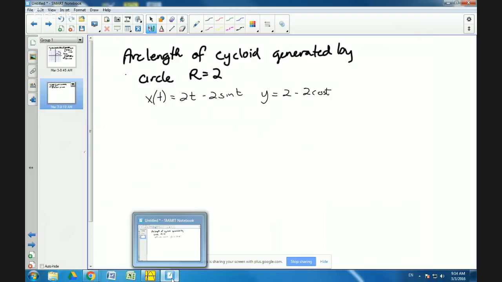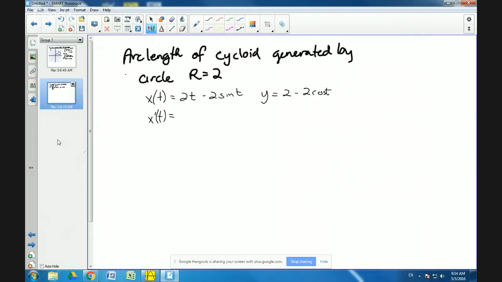So we're going to go from 0 to 4 pi. We need the derivatives, right? That's what our formula dictates to us. x prime and y prime. We get what? Two minus 2 cosine t. Oh, that should have t on it. And 2 sine t.